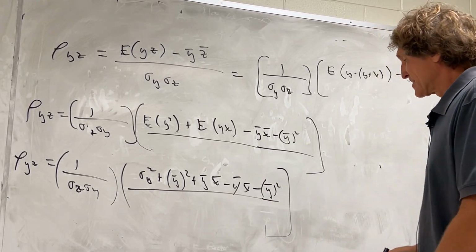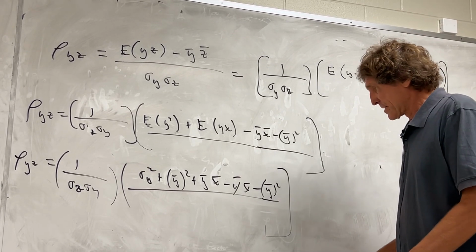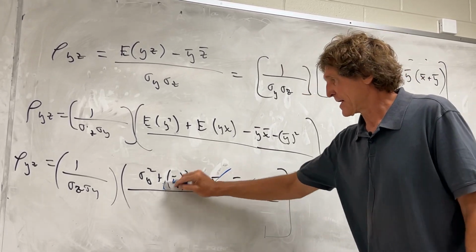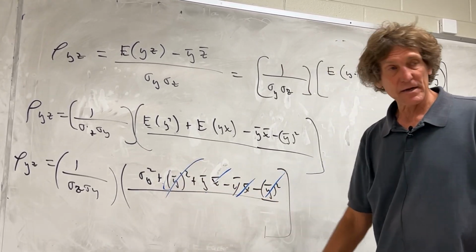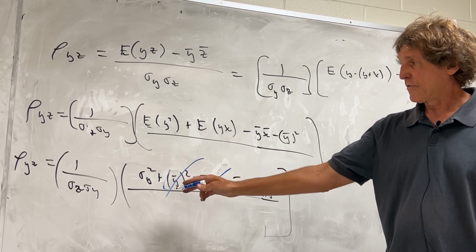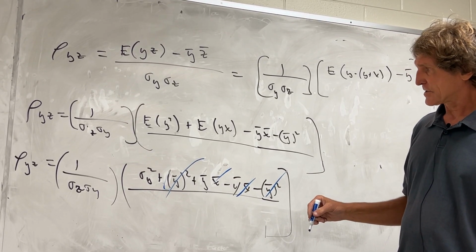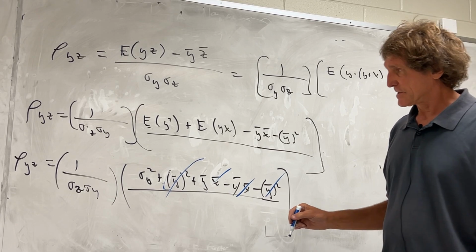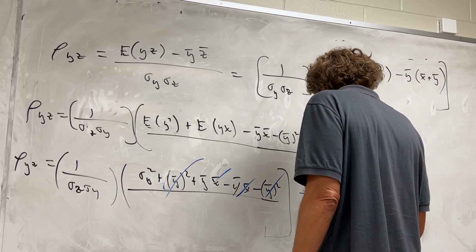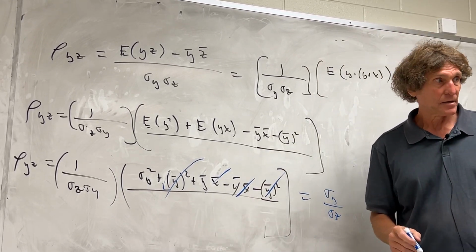All right, what happens? Now just look at this. You're left with just sigma y squared. These two cancel, right? That cancels right there and there, correct? You're left with sigma y squared over sigma z sigma y. So we have sigma y over sigma z, correct? You all agree with this?